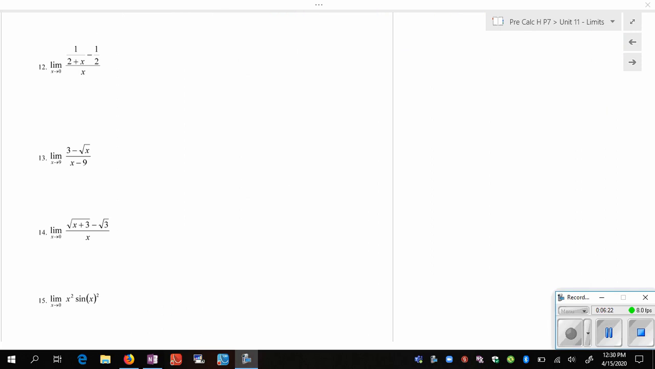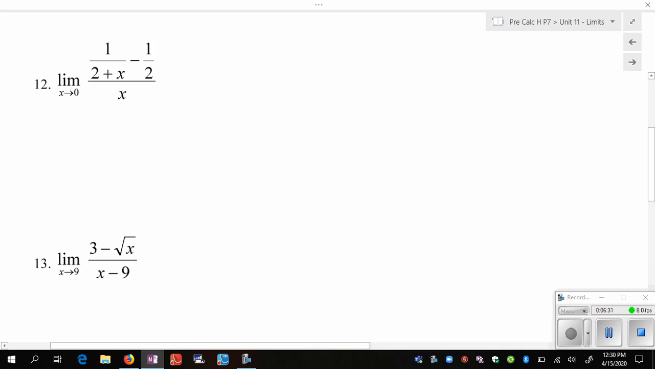All right, one more type of example I'm going to leave off with here is a complex fraction. So I have number 12 here, 1 over 2 plus x minus a half over x, as x approaches 0. So we get a half minus a half, which is 0, over 0. So we have indeterminate form. So one option is to get rid of this complex fraction. So the expression is a fraction within a fraction. I want to get rid of that.